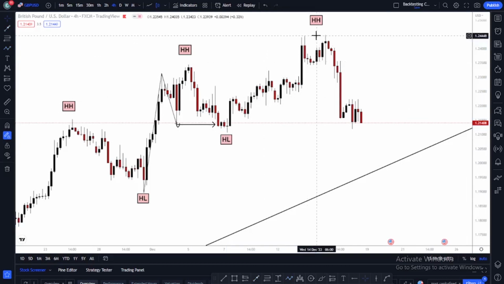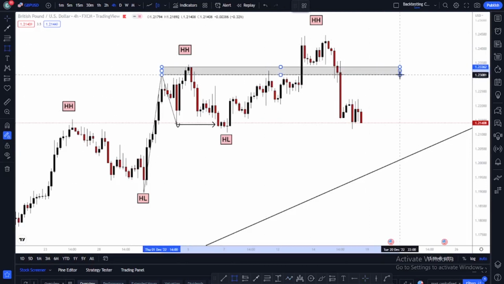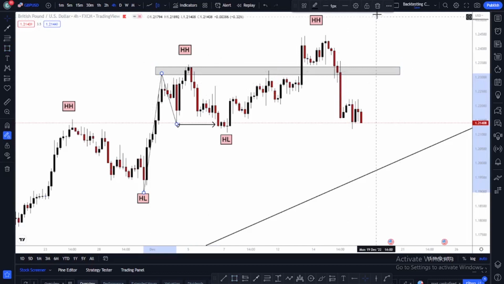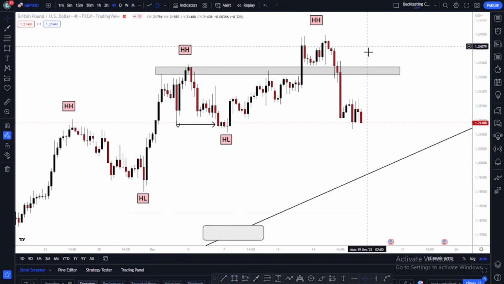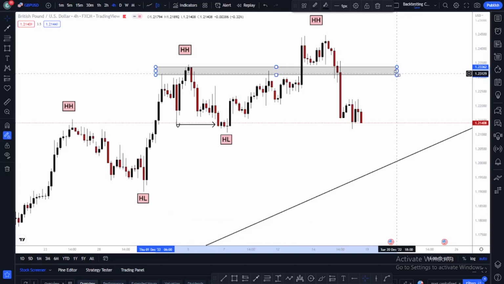After price created this higher high right here, what did I do next? I marked this zone again as my resistance. I marked its previous higher high as my resistance, waiting for price to come back and retest. After I marked it as my resistance, what did I do next? I went back to my H1 time frame.